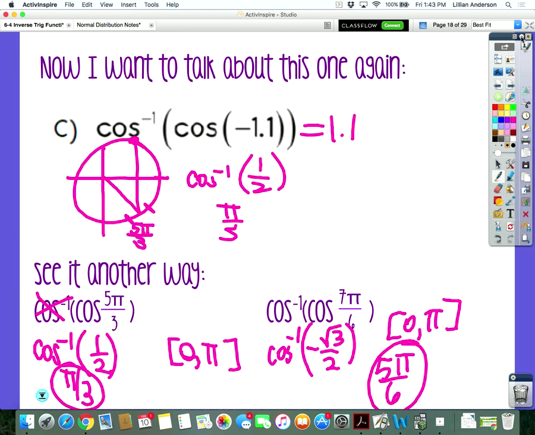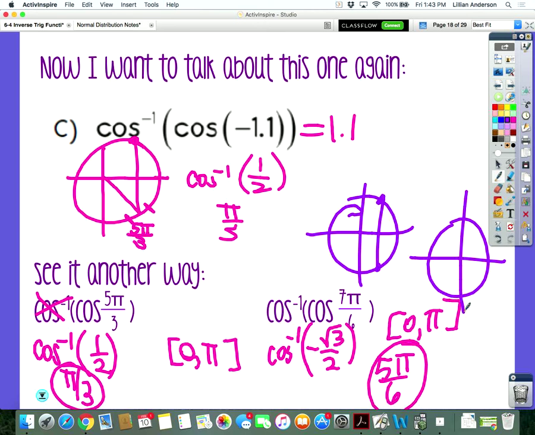Look at 5 pi over 3. When we did that one, we got pi over 3, didn't we? Look at 7 pi over 6. Which quadrant is it in? Third. But the answer to this one was 5 pi over 6, the positive version within the interval. Is everybody with me? So if this is a negative 1.1, then the value it corresponds to is this positive version up here in the first quadrant, which is a positive 1.1. Especially if the value does not lie in your interval.